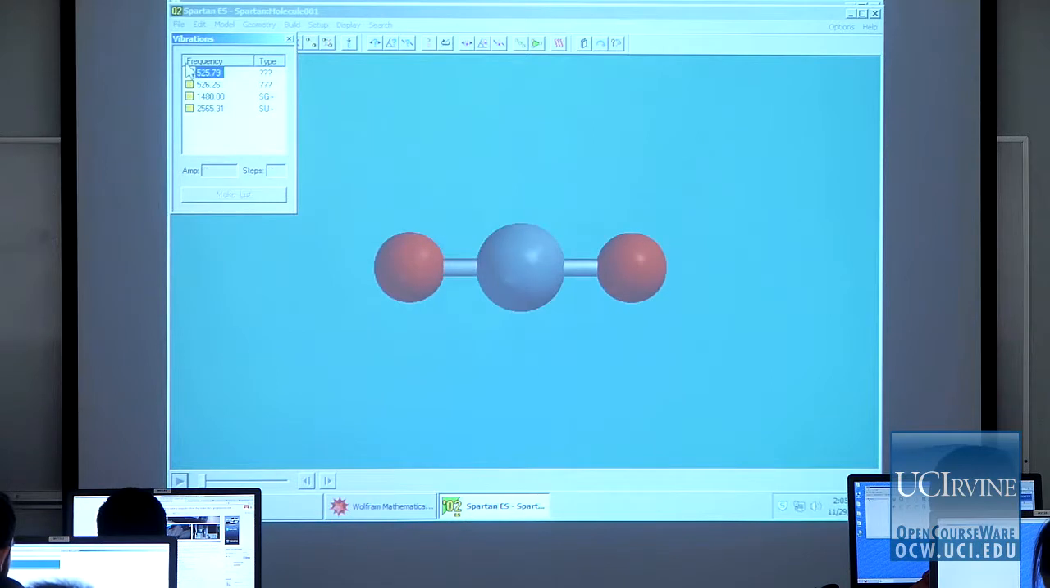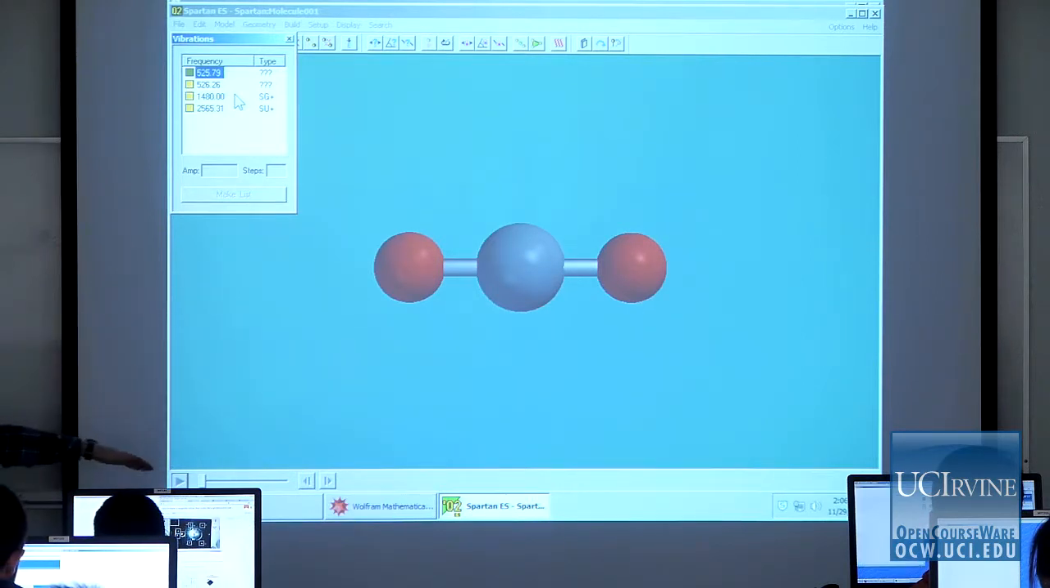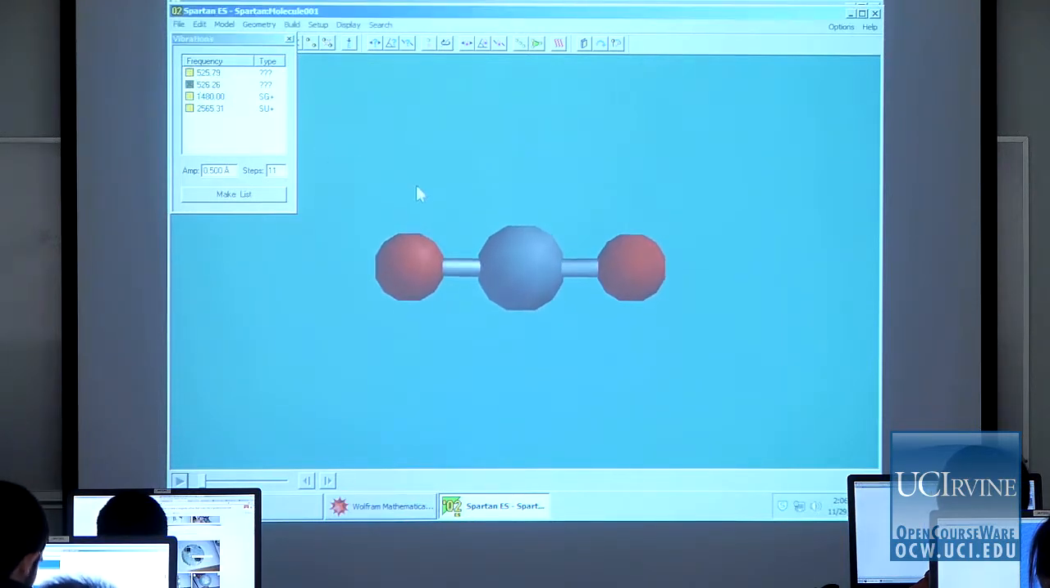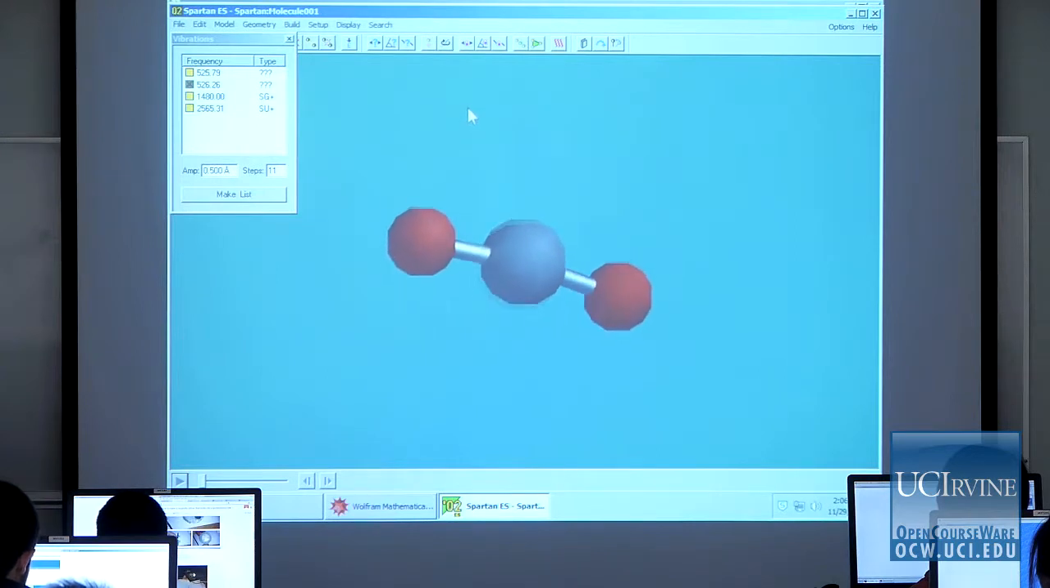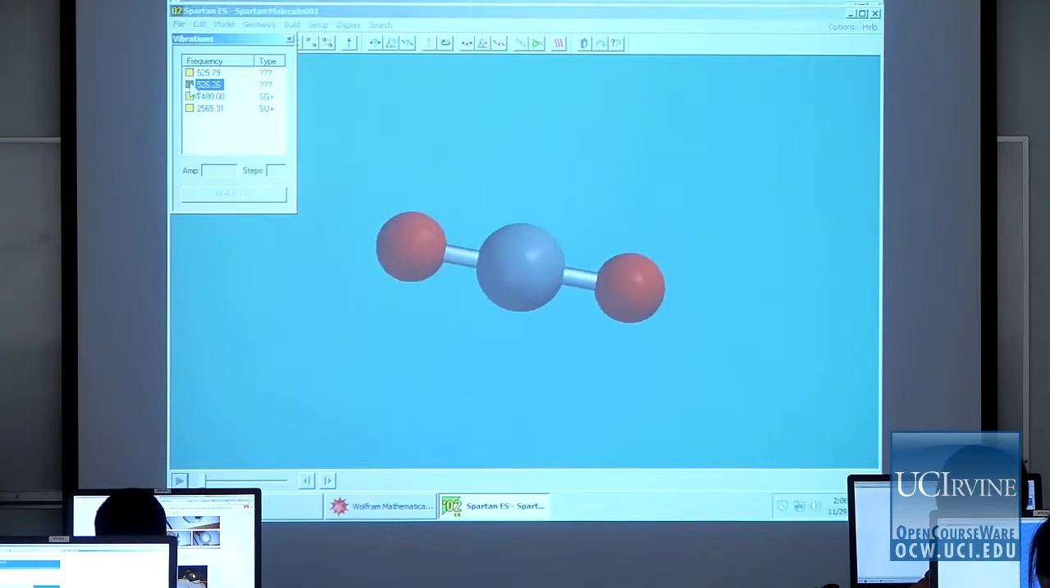Okay? And it turns out that the bending motion in CO2 is degenerate because I can bend in the plane of the screen, or I can bend out of the plane of the screen. Those have essentially the same frequencies, and you can see when I click on the other one, that one was in and out of the plane of the screen. Okay, so there's 2 bending motions.